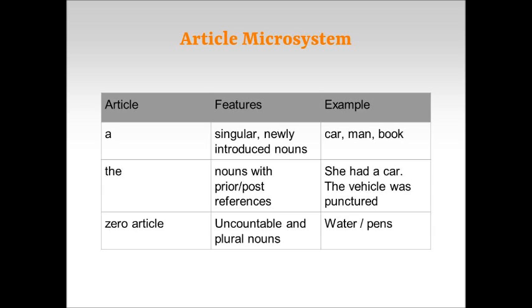Zero article, as I said, is not having an article before the noun. It's usually found before uncountable and plural nouns. We'll talk about countable and uncountable in future slides, but here, for example, it's water, which is uncountable, and pens, which are plural nouns, plural countable nouns.